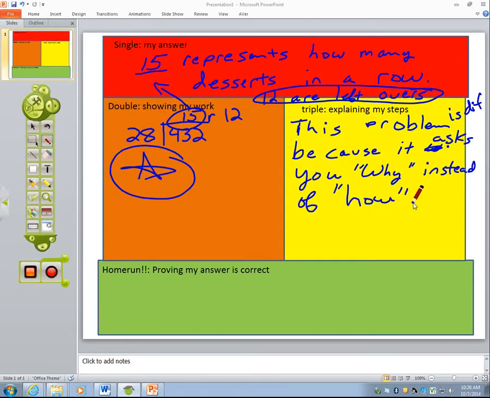How are we going to do a home run? Well, can't we prove our answer is right? I could draw something. So how many rows are going to be? There's going to be 15 rows. Oh, 28 rows, and then 15 per row. Man, that's a lot. So there's 28 rows. I could just do this.